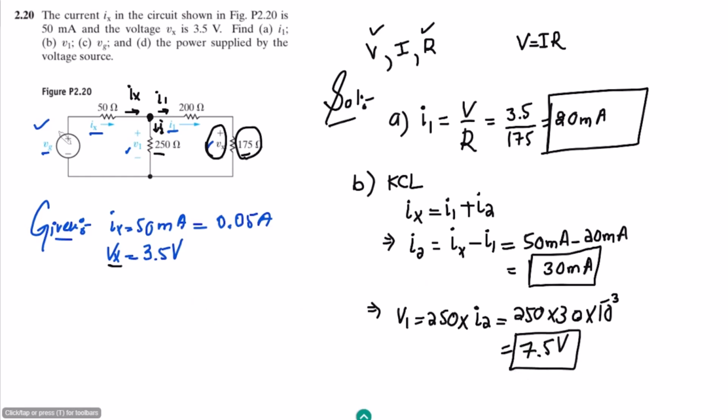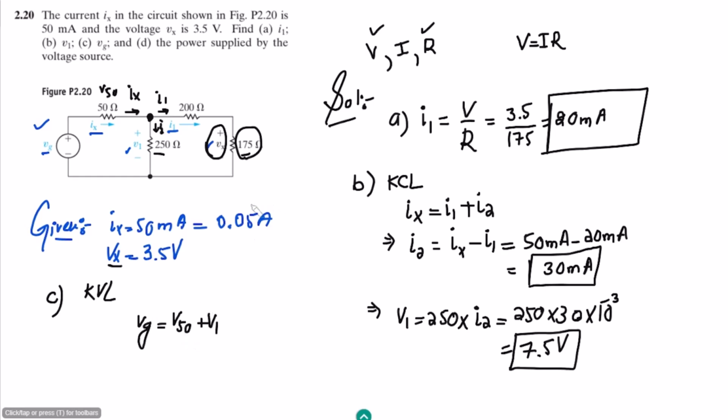In part C, we have to find the value of Vg, and in this loop let us use KVL. Applying KVL here, I can very easily see that Vg is equal to the voltage across this 50 ohm resistor, V50, plus this V1.